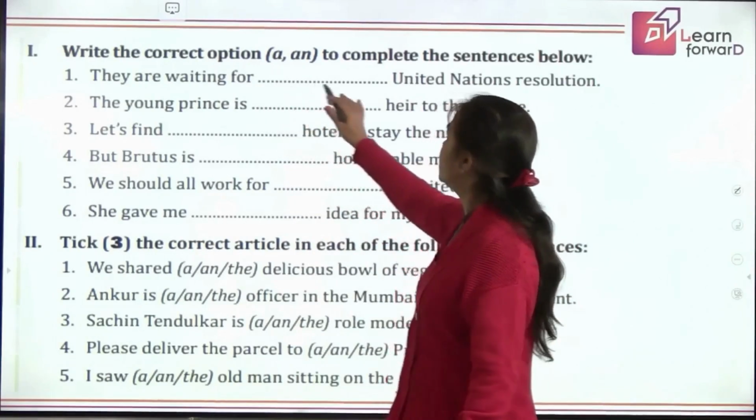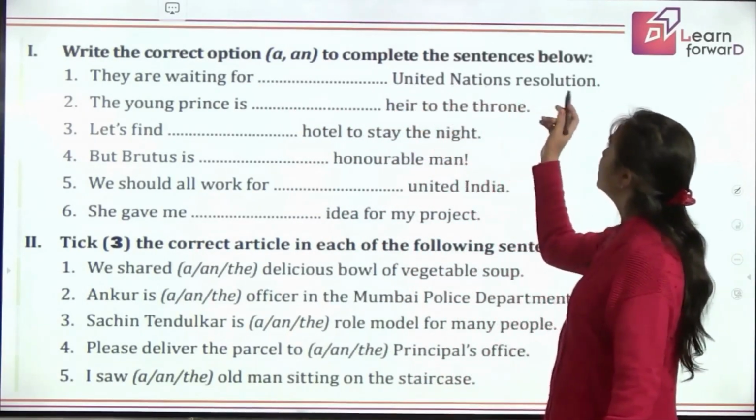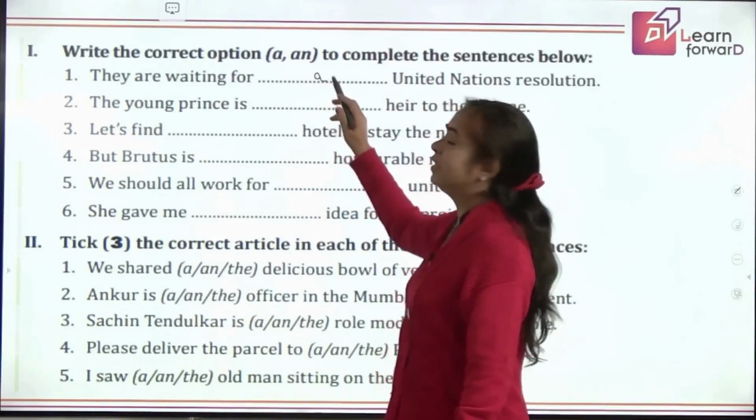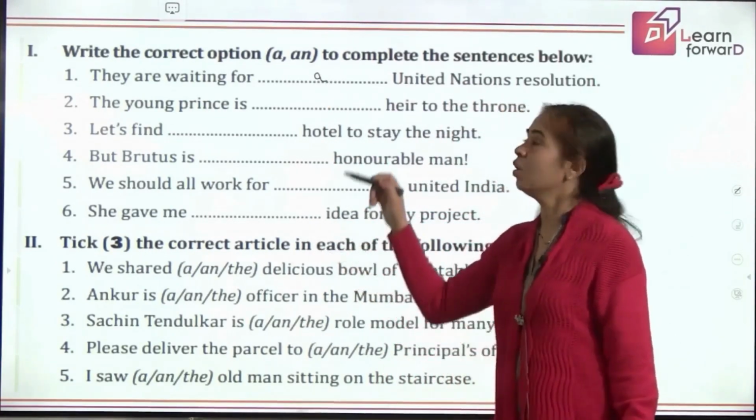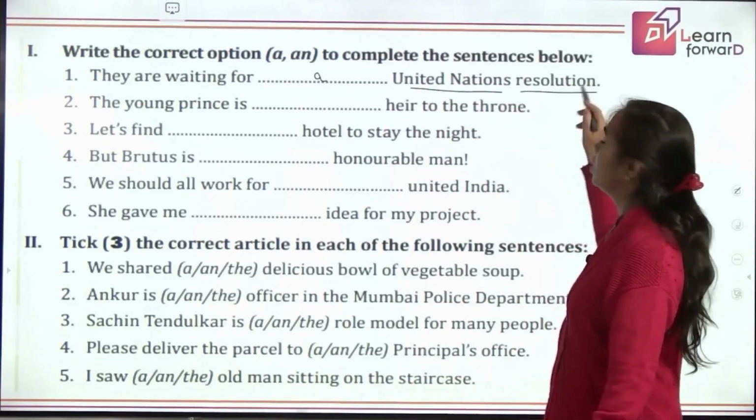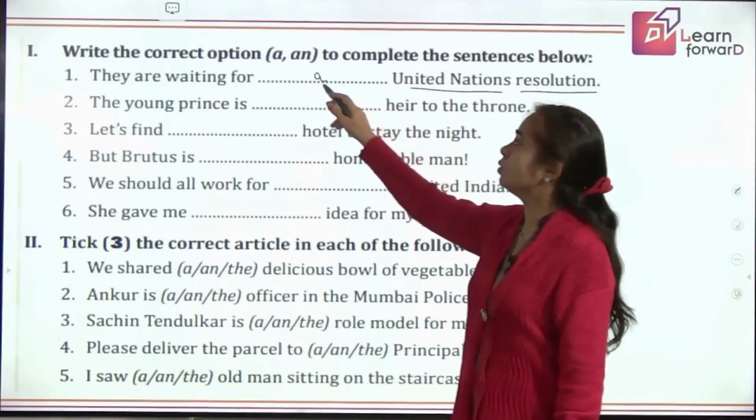They are waiting for United Nations resolution. They are waiting for a United Nations resolution. See, here we are not talking about the United Nations. We are talking about a resolution, right? So we are using "a" here.